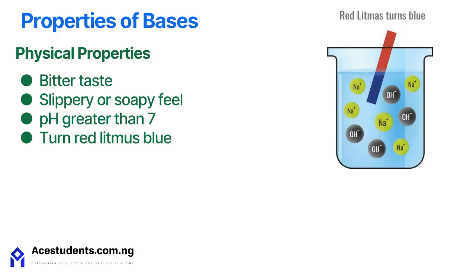In contrast to acids, bases have their own distinct properties. Firstly, bases usually have a bitter taste and a slippery or soapy feel. Secondly, bases have a pH value greater than 7, showing that they are alkaline. Additionally, bases turn red litmus paper blue, which helps identify them in experiments.